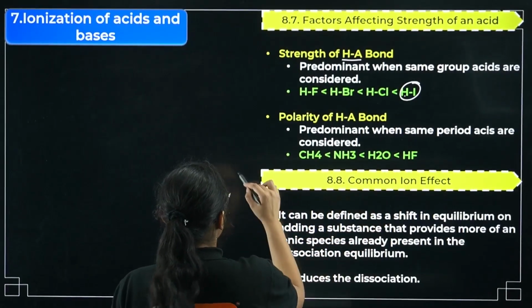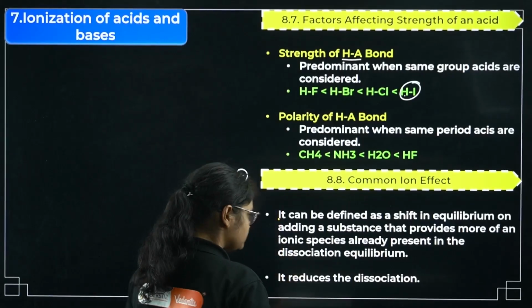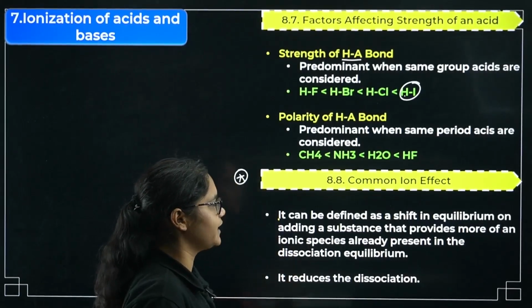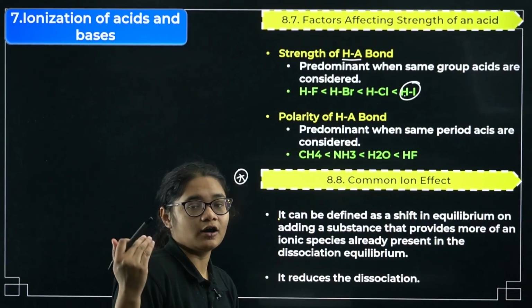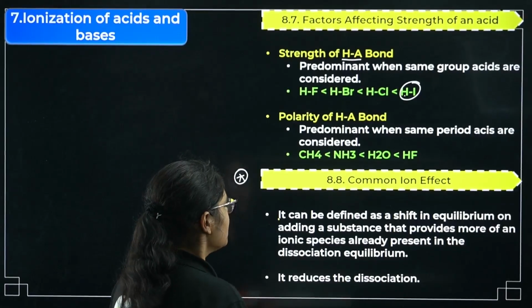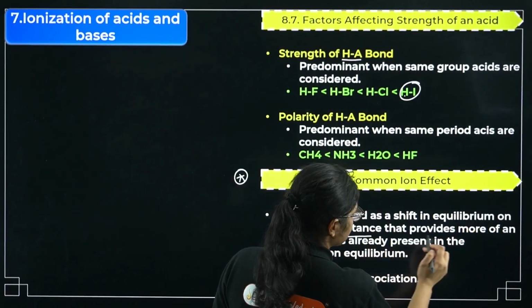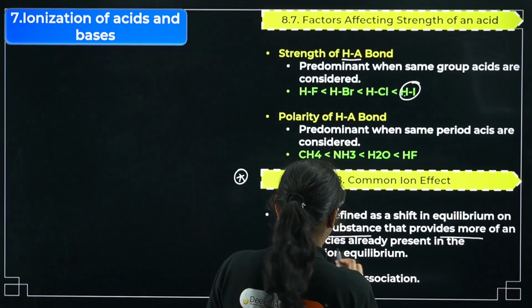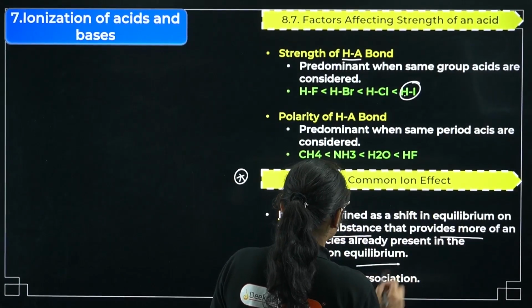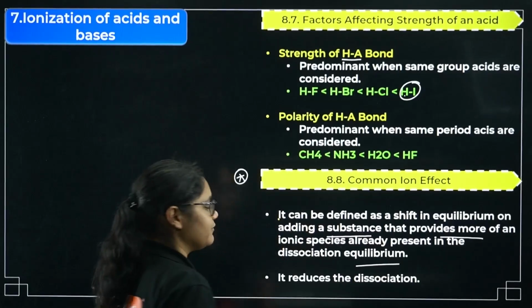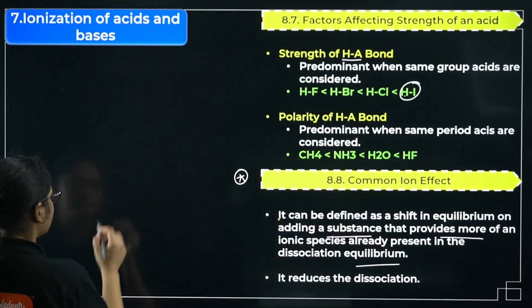Next we have something called the common ion effect. You can easily understand the common ion effect if you have studied Le Chatelier principle. It can be defined as a shift in the equilibrium by adding a substance that provides more of the ionic species already present in the dissociation equilibrium. It reduces the dissociation. Let me take an example.